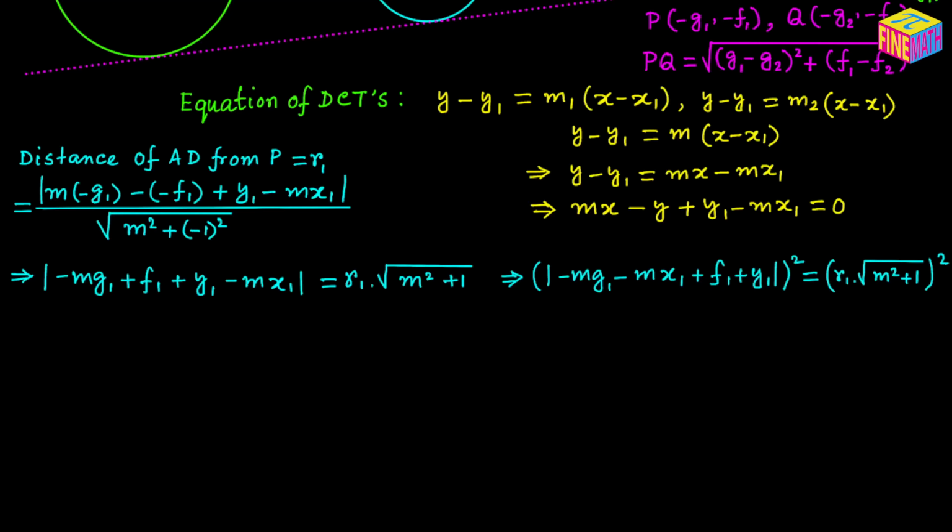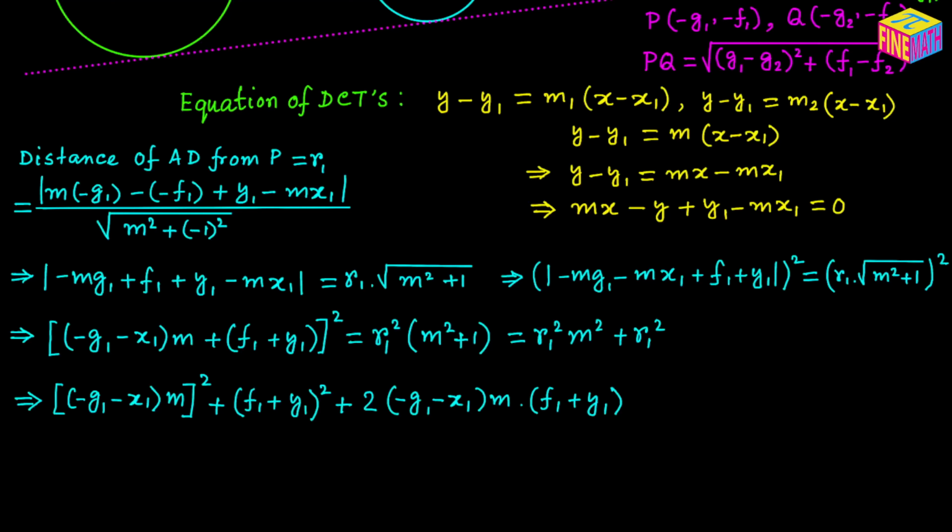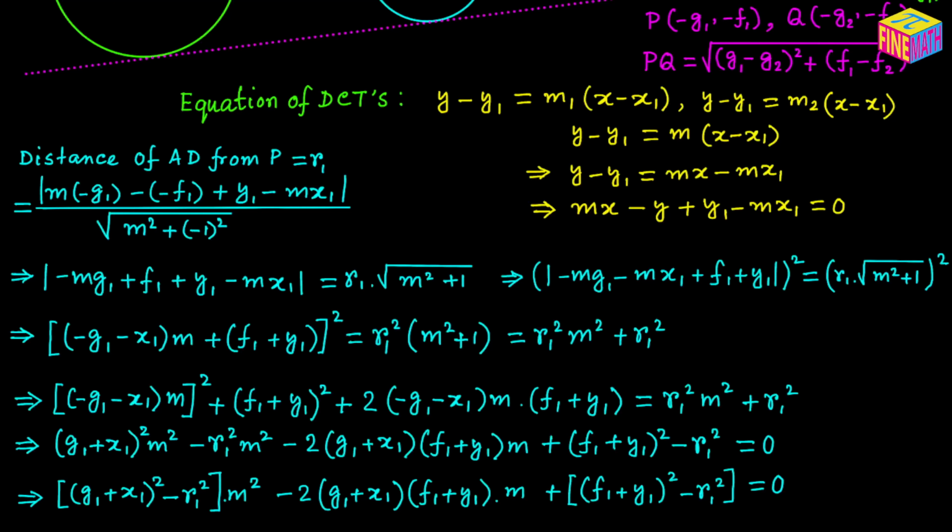And if we do that, our equation is going to look like this. And we can rewrite it like this. And on the right hand side, we can write it as r sub 1 squared m squared plus r sub 1 squared. And if we expand the left hand side, it is going to look like this. And the right hand side will be like this. And then if we bring everything to the left hand side, our equation is going to look like this. And we can rewrite that like this.